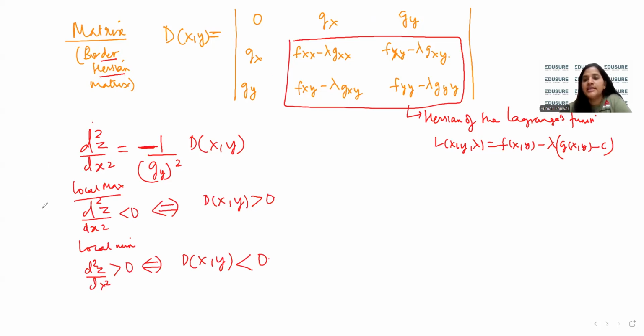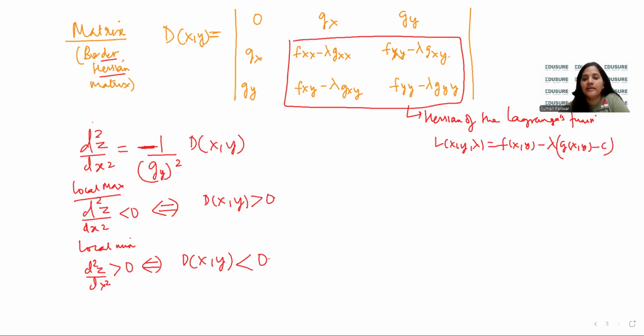So these are the sufficient conditions to check whether a point is a point of local maxima or local minima, because once we have the stationary point, how are we going to confirm whether it is a point of local maxima or minima or not? So these are the sufficient conditions to ascertain that the given point is a point of local maxima or a local minima.